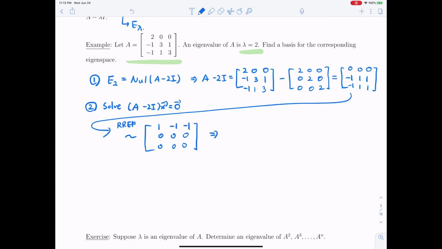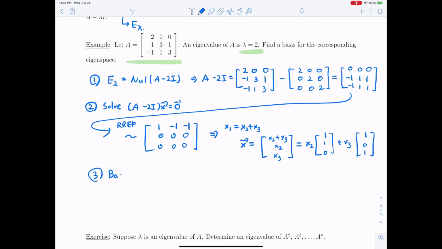So we can tell that x1 equals x2 plus x3. Or in other words, the solution set x is given by (x2 plus x3, x2, x3), or if you separate each variable, that gives you x2 times (1, 1, 0) plus x3 times (1, 0, 1). So the basis for the null space of A minus 2I is given by the set consisting of (1, 1, 0) and (1, 0, 1). This is the basis for the eigenspace of A corresponding to lambda equals 2.